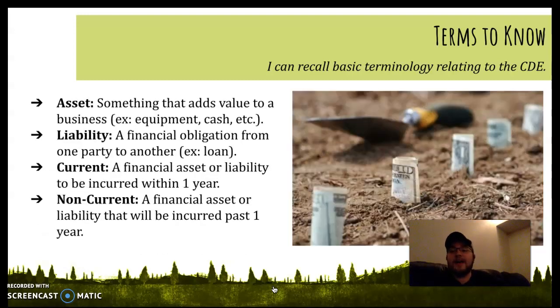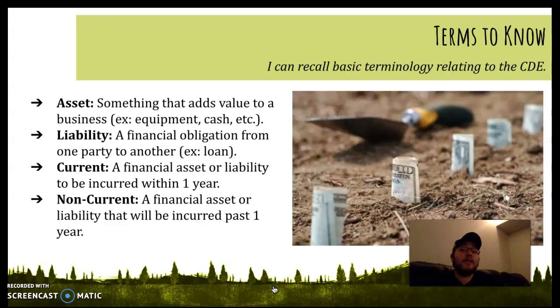Okay, then we have asset, liability, current, and non-current. So an asset is something that adds value to a business or operation. So something that we have that's tangible, or maybe even intangible too, that adds economic value to what we're doing. So whether that be a tractor, a piece of equipment that we have, or extra cash that we have in the bank, or notes receivable, okay? These are all assets and things that we have that add value to what we're doing.